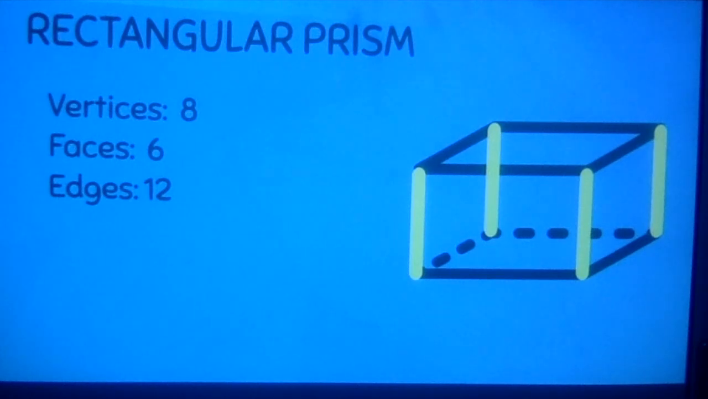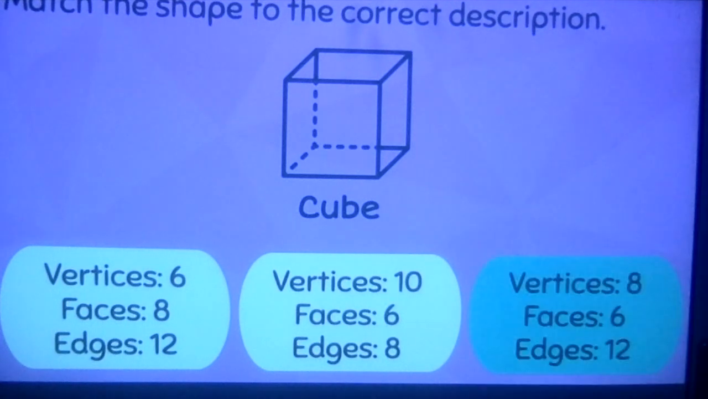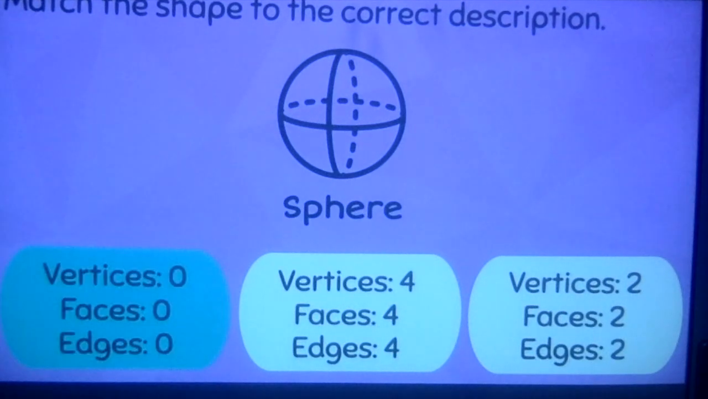To make sure we get the hang of this, let's do more practice by matching these shapes to the correct description. A cube. A cube has 8 vertices, 6 faces, and 12 edges. All of its faces are squares. A sphere. A sphere has 0 vertices, 0 faces, and 0 edges. This shape is like a basketball.